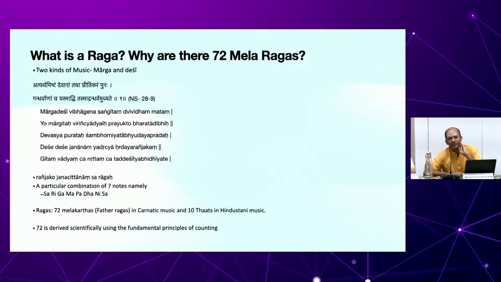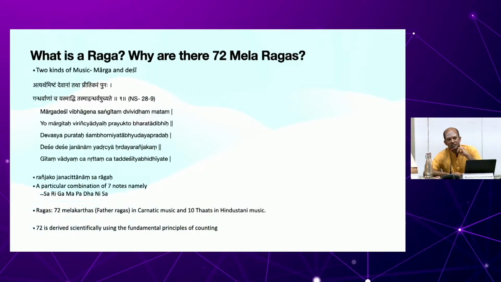So then again, there are different kinds of music. Margadeshi Vibhagena Sangeetam Dvividham Matam Yo Margitaha Virinchadyaihi. So that which is pursued or enjoyed by Brahma and other gods, and which was performed by Bharata, that was the Marga Sangeeta. Then you have the Deshi Sangeeta. Deshe Deshe Jananam Yadrichya Hridaya Ranjakam. That which pleases and appeals to the hearts of people in different regions becomes the Deshi Sangeeta.